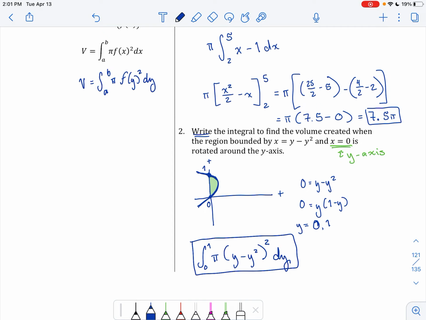If you have questions about using this formula for rotating around the x or y axis, please let me know.